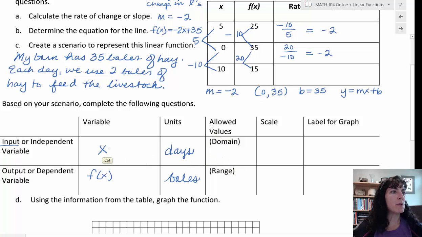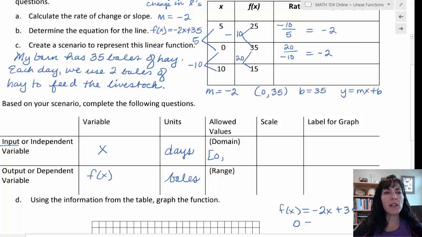So allowed values for days, well, 0 is going to be the smallest, and we can use it because we have 35 bales on the first day, or today, and then the rest is the number of days after. And so I'm thinking that I don't know how many days, but then when I think harder, I do know that for my equation, if I have f of x equals negative 2x plus 35, I want to know what happens when my output or my dependent variable is 0.